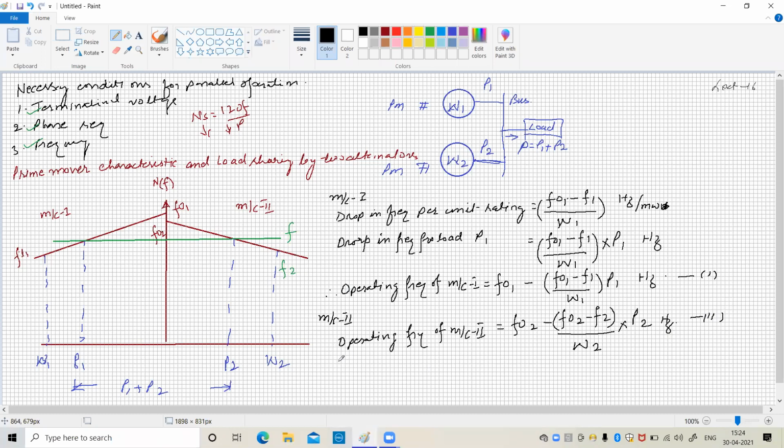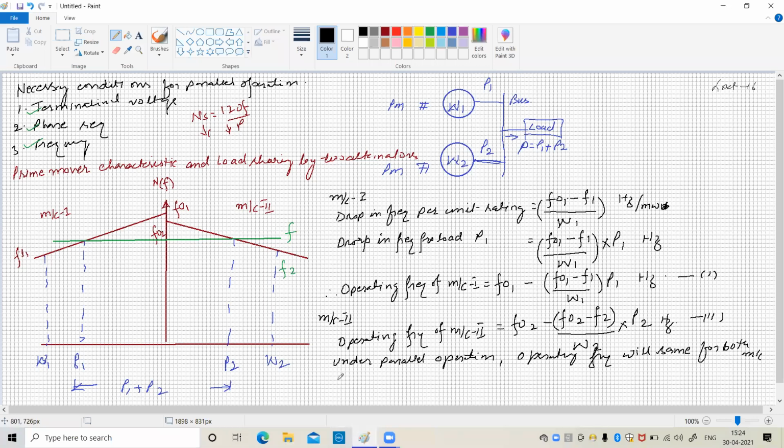So under parallel operation, the operating frequency of both machines will be the same. Isn't it? Under parallel operation, the operating frequency of both machines will remain the same.